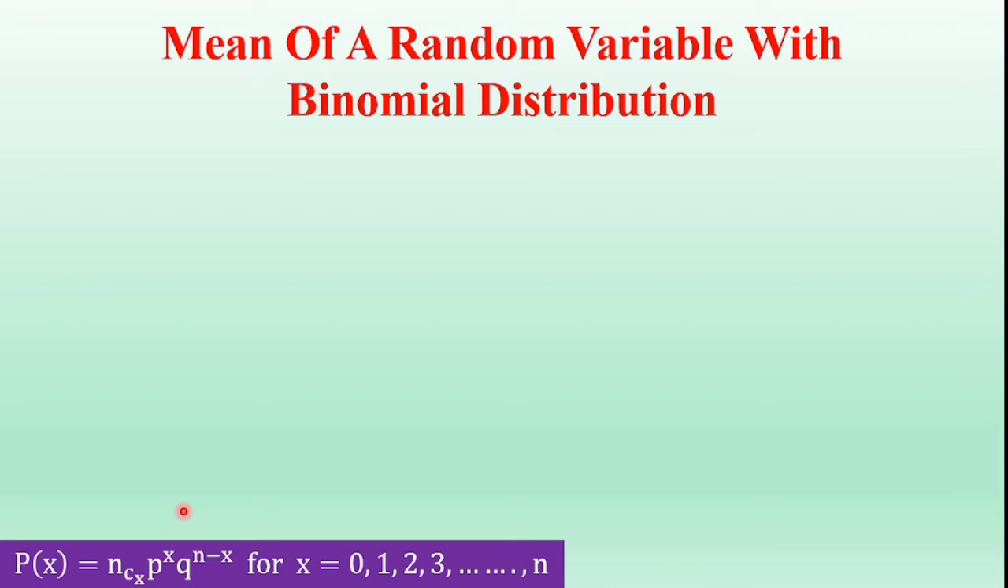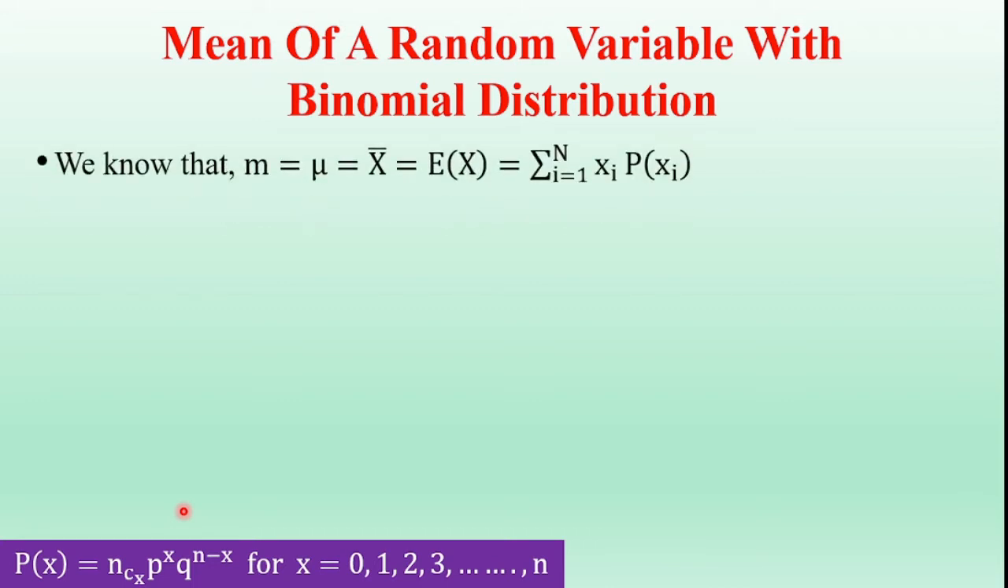Now calculate the mean value of the random variable with binomial distribution. We know that the mean value of the random variable is given by the expectation of X. This expectation of X is also denoted as m or mu or X bar, which is equal to sigma i equal to 1 to n, x_i into p of x_i. This is the expression of the mean value of the random variable for the discrete case.